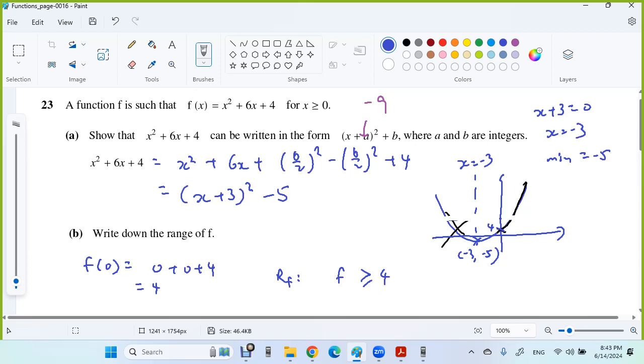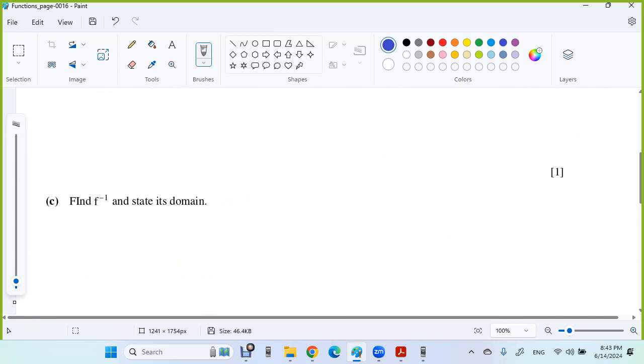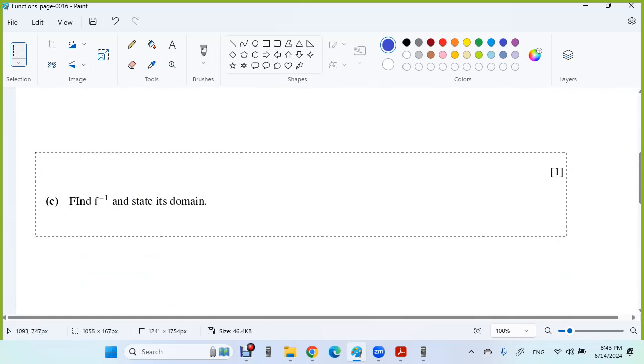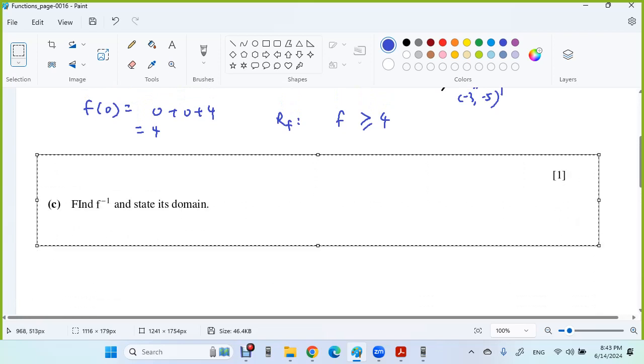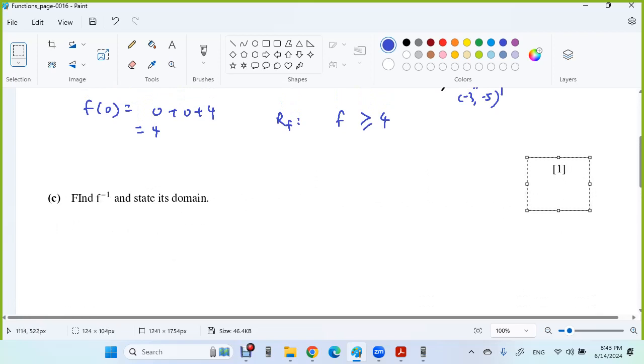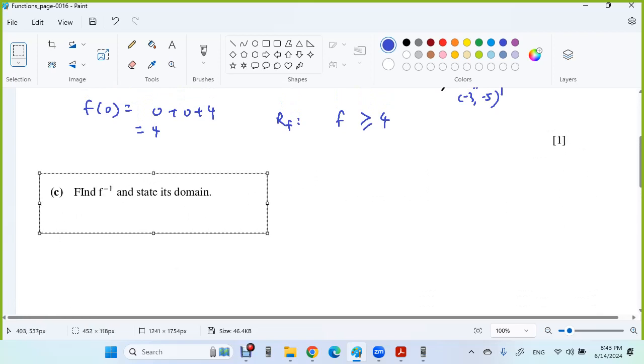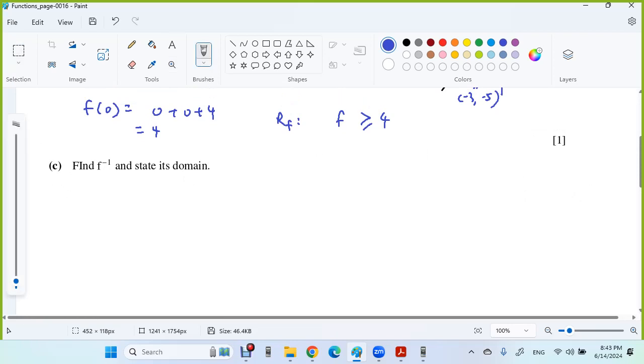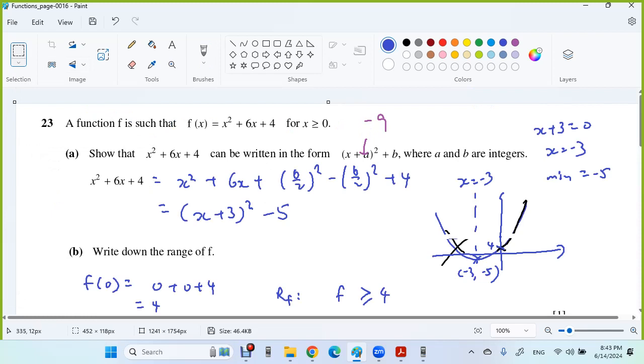And next, the question asks us to find the f inverse and state its domain. So to find the f inverse, we need to write the same steps, that is let... before that I copy this one.